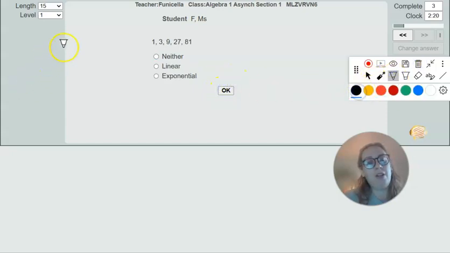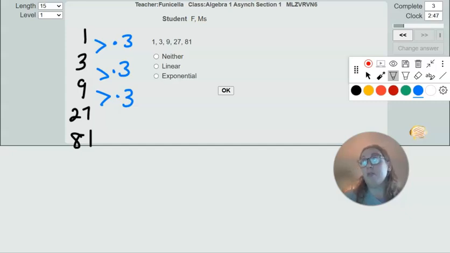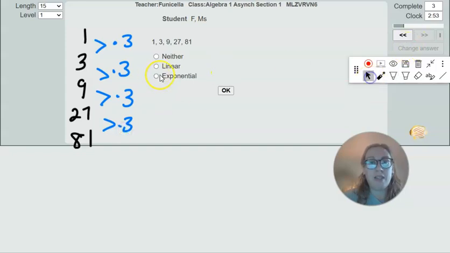Here's our next one. 1, 3, 9, 27, 81. Again, we see those numbers going up pretty fast. So that tells us that it's probably exponential if it is one of the two. So we're going to think about multiplication. 1 times 3 gets us 3. And that seems to work for the next one. 3 times 3 is 9. 9 times 3 is 27. And 27 times 3 is 81. So this is in fact exponential. So you're going to plug in exponential and hit OK.